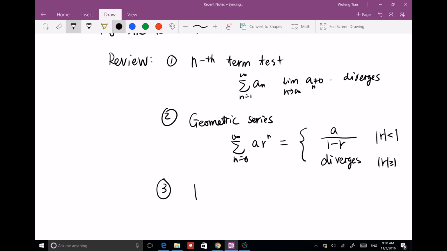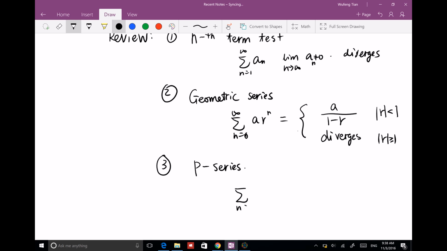Okay. So number 3, we got after geometric series. Jasper, what do we do? Then p-series. Very good. So p-series, what do we got? We got the sum from n equals 1 to infinity of 1 over n to the power p. So this one, can you continue? If p is greater than 1, then it converges. Very good. And if it's less than or equal to 1, then it diverges.